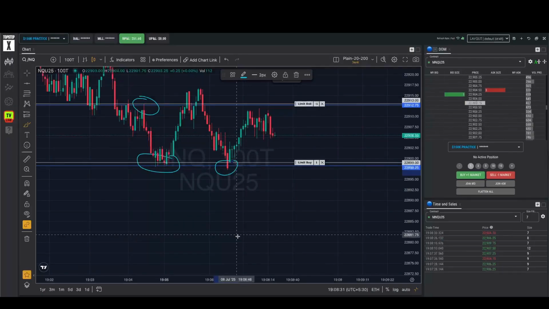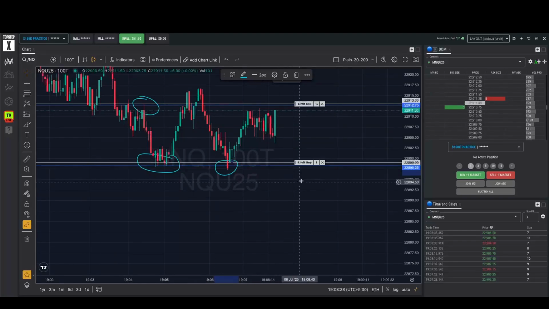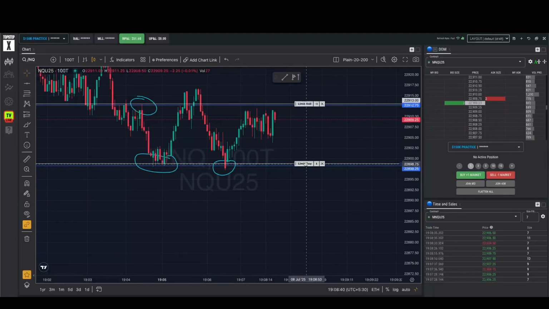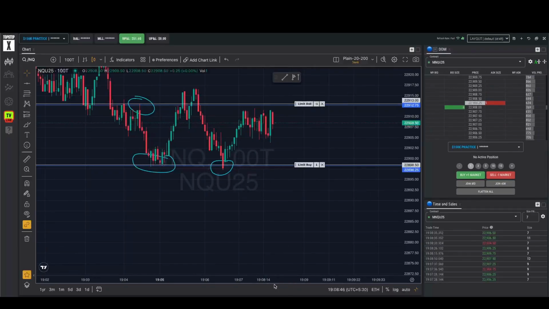I have placed buy and sell orders at the expected rejection levels. These are at a sufficient distance so that they do not overlap with each other's stop loss. I'll move the limit order to a better price based on the wicks at these rejection levels. Now we wait for the price to arrive at our desired level and fill one of our orders.